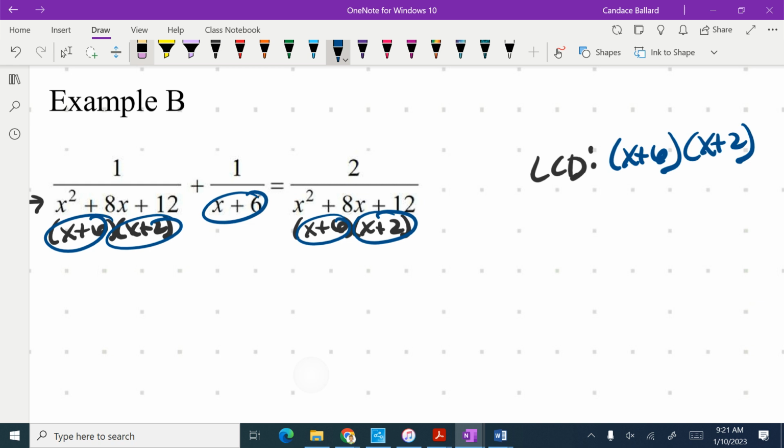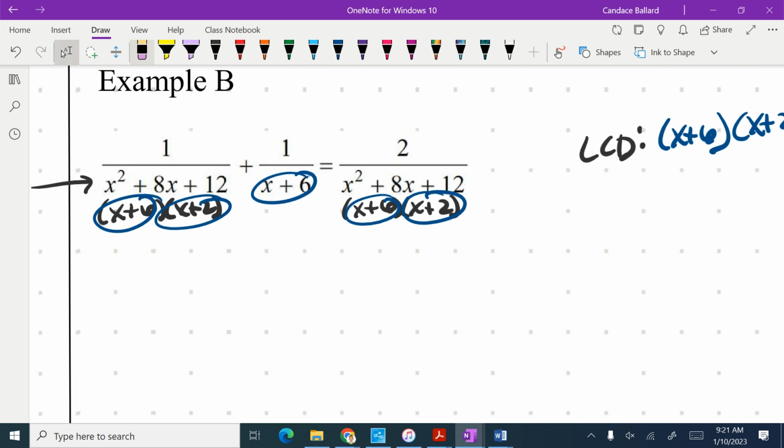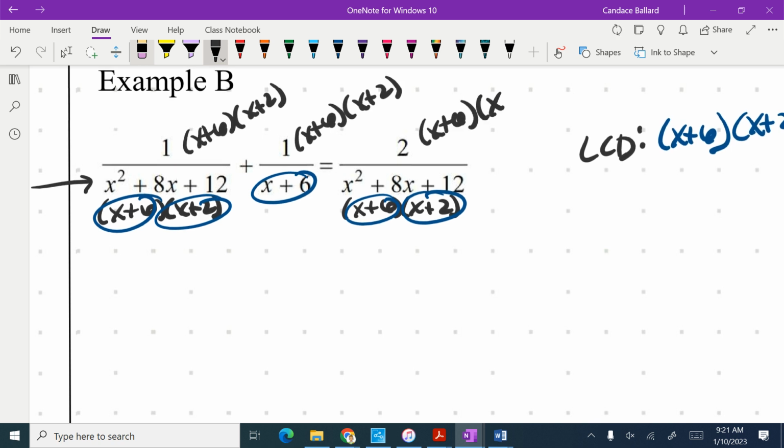All right, our next step is to multiply everything by the LCD. So I'm going to multiply everything by (x + 6)(x + 2). And I know it's a pain to write all of that down, but we're going to do it.